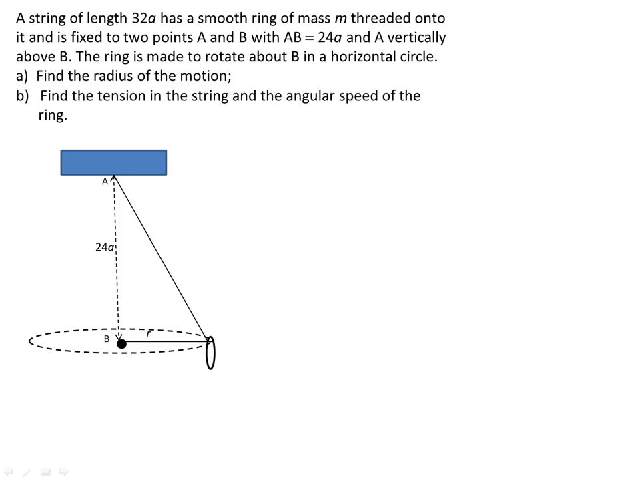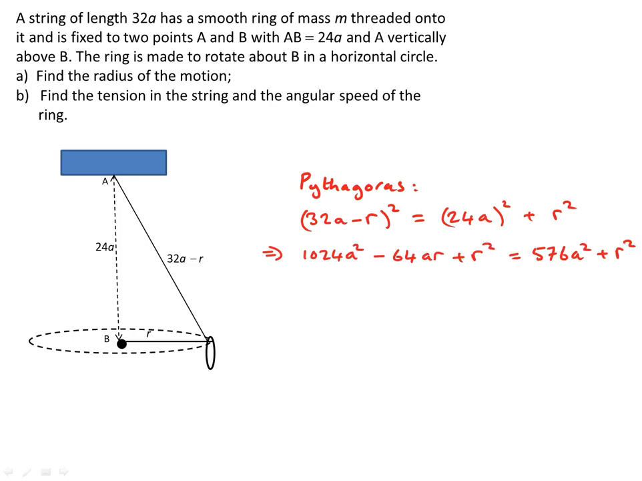be 32a take away r. If we apply Pythagoras' theorem, we've got (32a minus r) all squared must equal (24a) squared plus r squared. Multiply the brackets out, we've got 1024a squared minus 64ar plus r squared must equal 576a squared plus r squared, which simplifies to 448a squared equals 64ar. So r must be 7a.